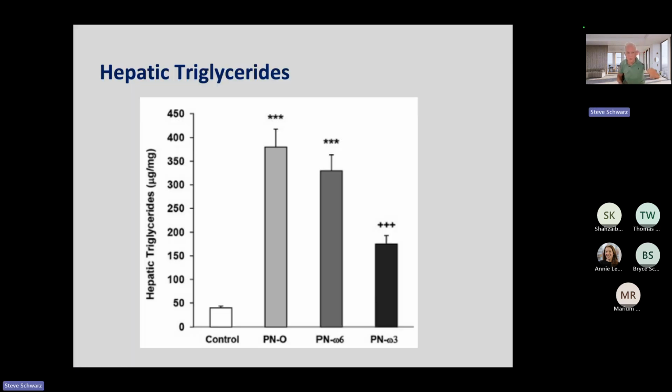And if we look at hepatic triglycerides, again, this is the control group. This is the group fed only on oral parenteral nutrition solution that's lipid-free. This is substituting some of the carbohydrate with omega-6, and here's substituting some of the carbohydrate with omega-3. The results are quite obvious in terms of the amount of hepatic triglyceride.